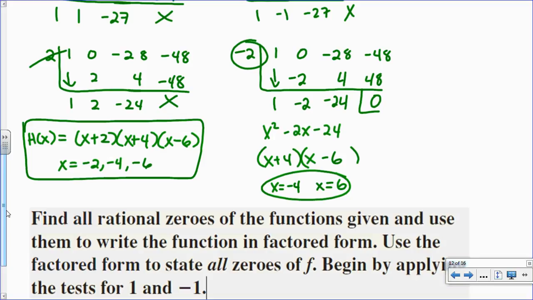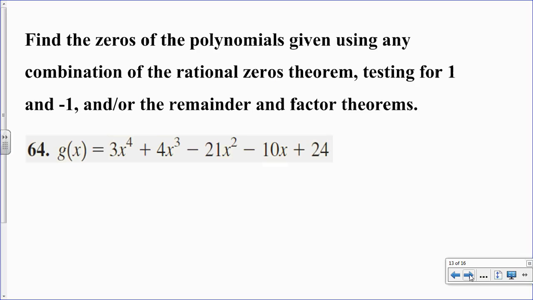So we're going to do another one, and this time when we find a 0, we don't have a quadratic yet, so you have to do synthetic division until you get 3 terms. After your 0 remainder, 3 terms. You need a quadratic. So I'm going to skip this one here, and we'll look at this.